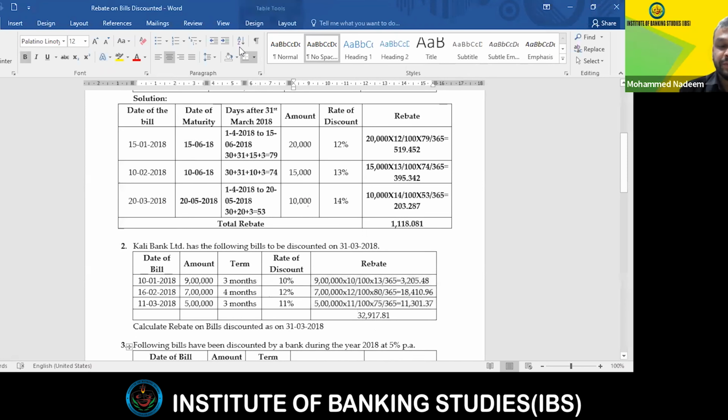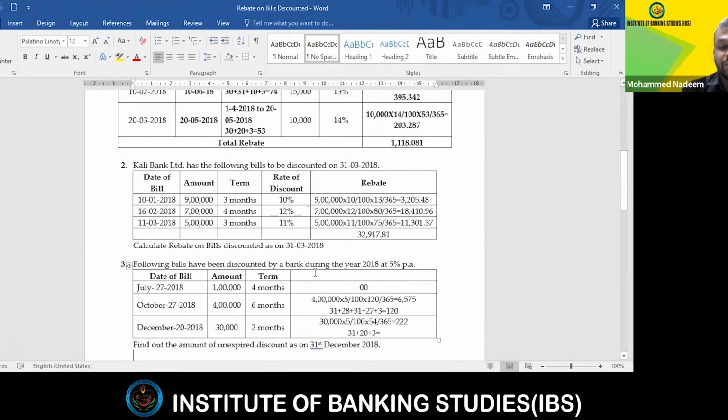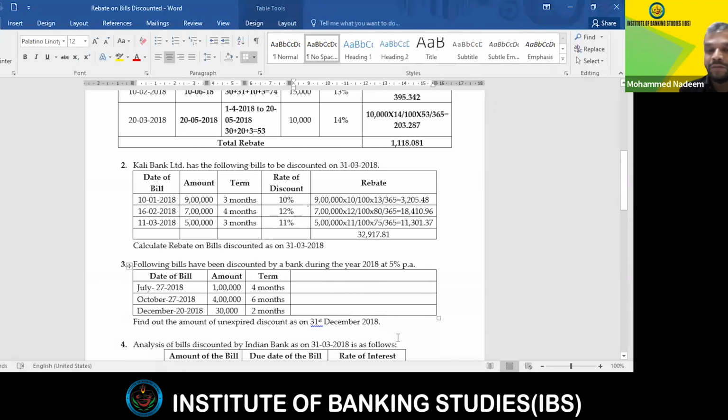30,917. Okay. Now this also you check once. You have done this question, you check. Third question. So first one, please explain. 9 lakh into 10 divided by 100 into 13 plus 3. Okay. 10 lakh into 10 divided by 100 into 13 divided by 365. Okay.